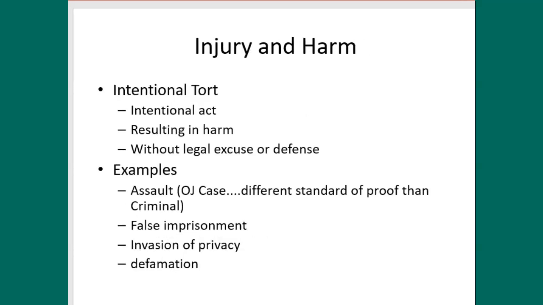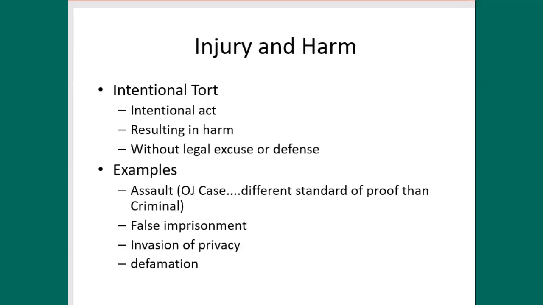An intentional tort is not a mistake, but it's an intentional act of an individual or a company against an individual or another company, resulting in a harm. So this is if you wanted to imagine a situation where someone assaults someone in a restaurant or a bar, causing an injury, and that person had no legal excuse or defense to it, that would be an intentional tort, which could result in the liability of the person who engaged in the assault.